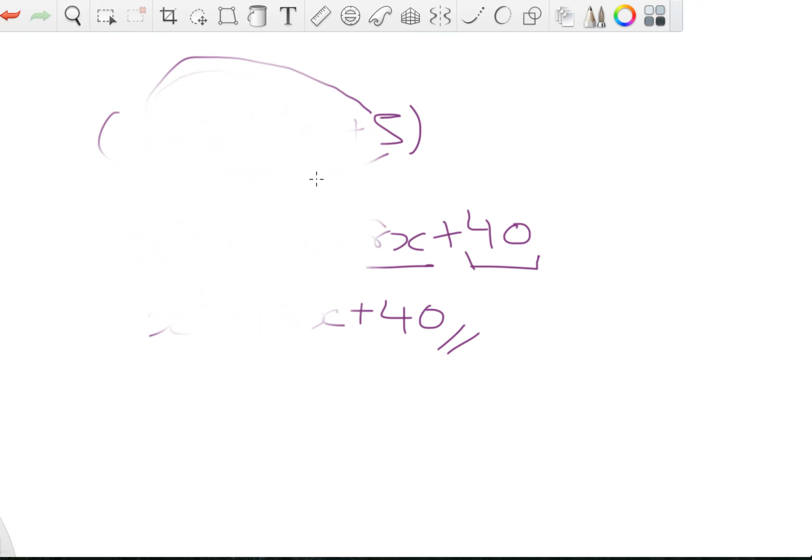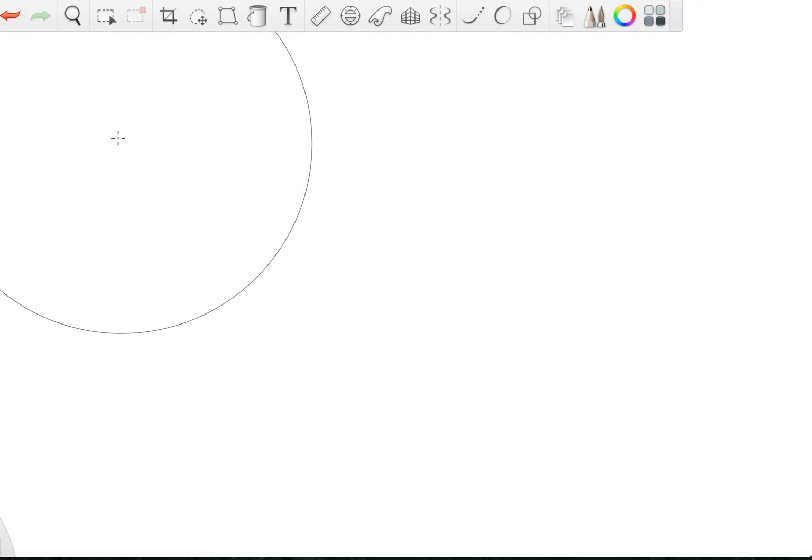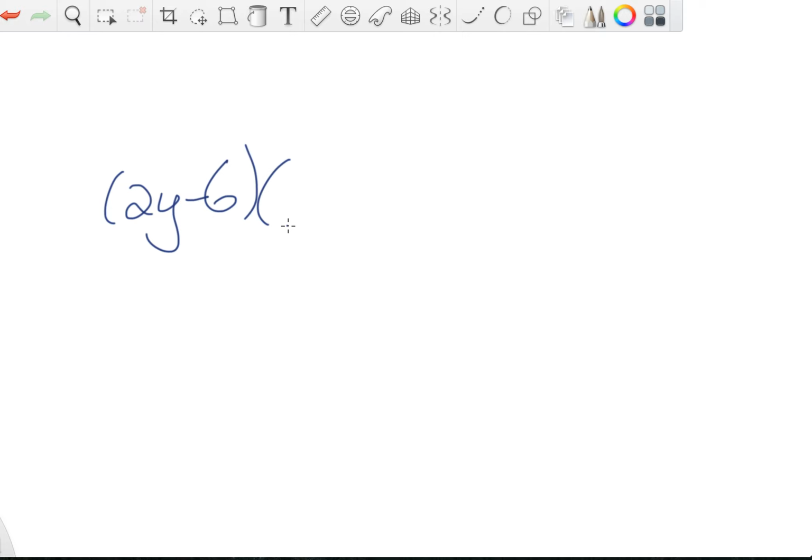Let's start looking at another example. Okay. So we have (2y minus 6), close brackets, open brackets, (y plus 7).